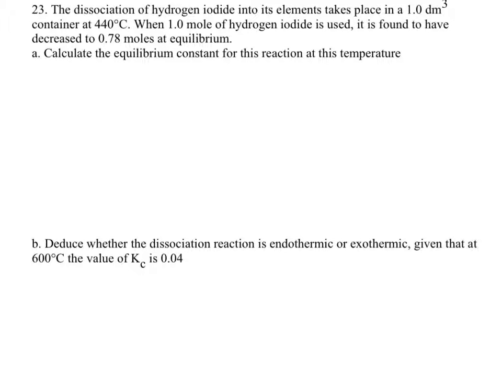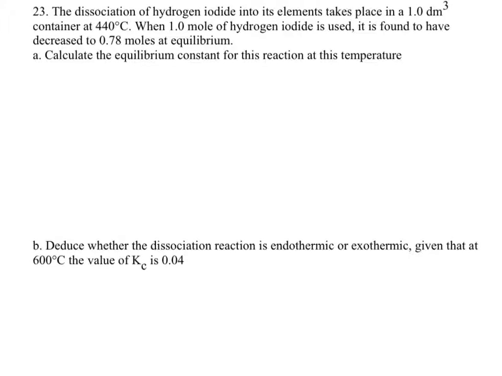We're going to go through the 17.2 equilibrium law homework for you. Problem number 23: the dissociation of hydrogen iodide into its elements takes place in a 1.0 decimeter cubed container at 440 degrees Celsius. When 1 mole of hydrogen iodide is used, it is found to have decreased to 0.78 moles at equilibrium. A. Calculate the equilibrium constant for this reaction at this temperature.